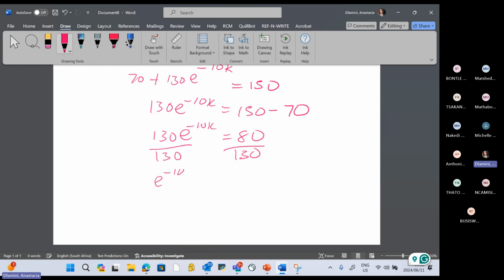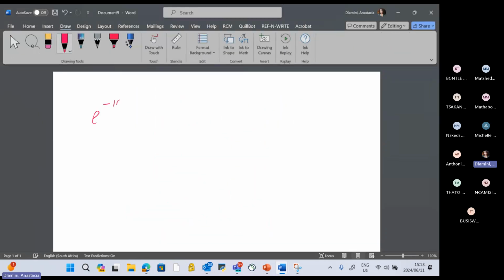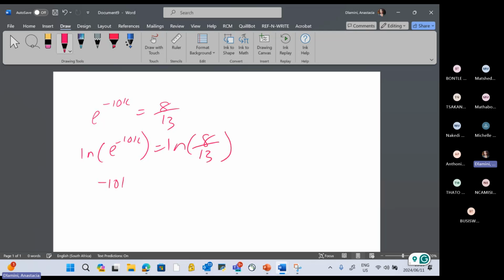So then we have e to the power of negative 10K equals 8 over 13, after simplifying the zeros. Then what do I do from here? You introduce a ln. Thank you. So ln of e to the power of negative 10K equals ln of 8 over 13. So minus 10K equals ln of 8 over 13, meaning that K is equal to minus ln of 8 over 13, over 10.